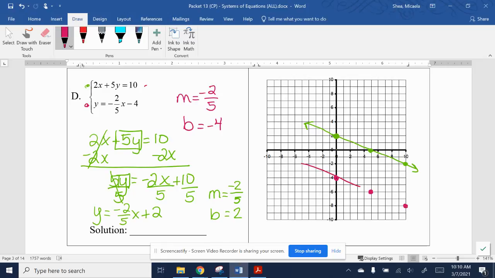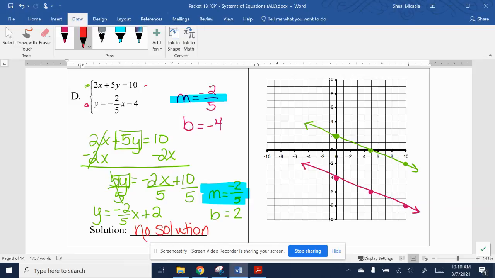You should notice that when I was graphing, they had the same slope. Or when you're looking at what I wrote, m is negative 2/5 for our red line, and m is negative 2/5 for our green line. If they have the same slope but different y-intercepts, what we're going to write for our solution is no solution. And the reason being, those two lines are parallel.